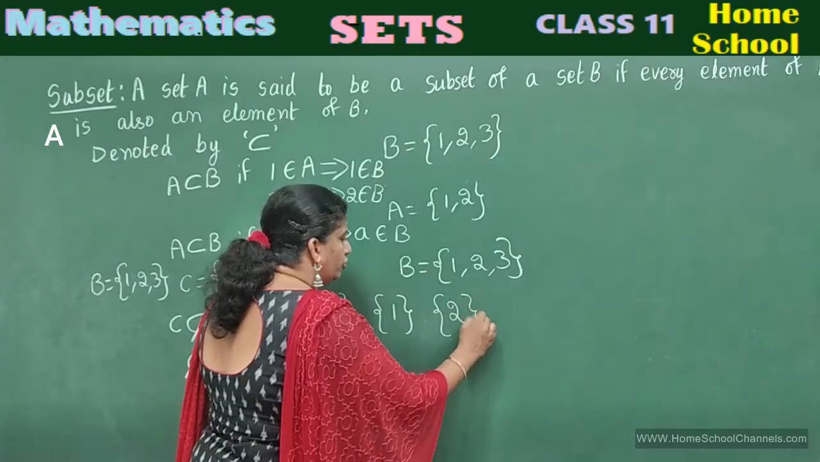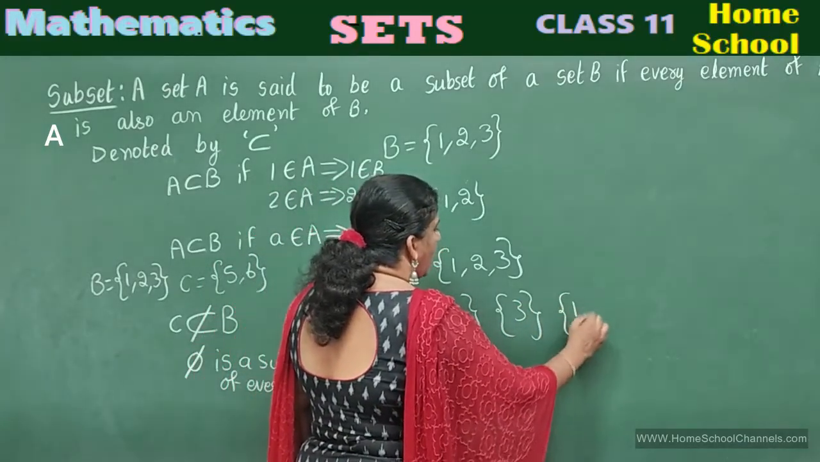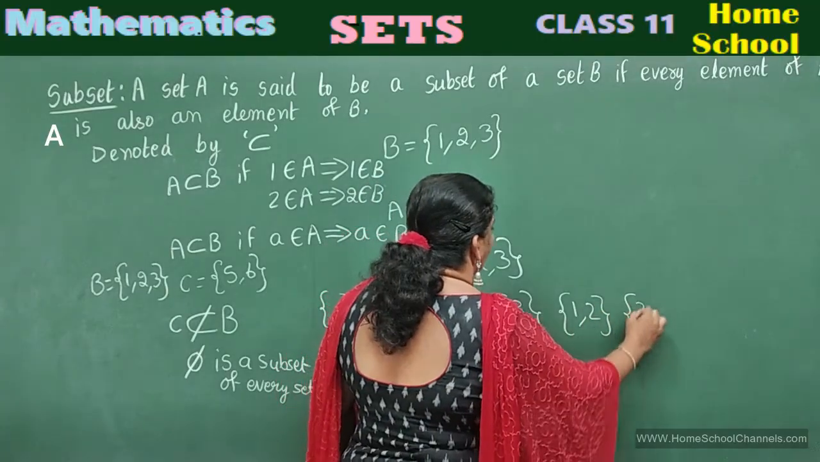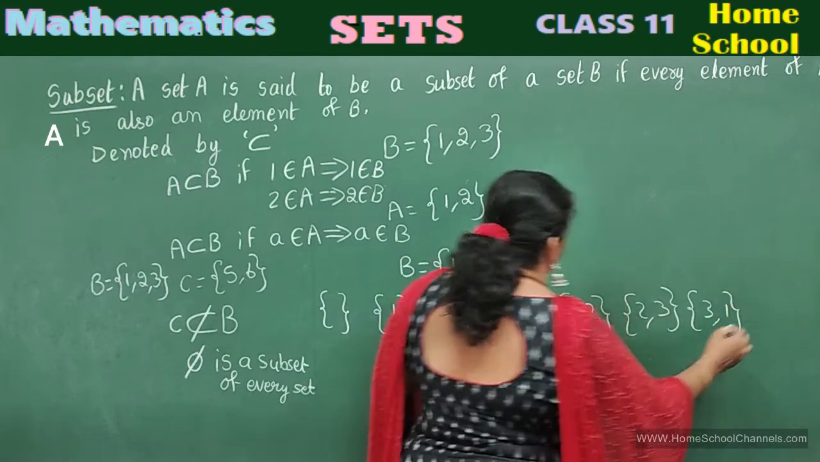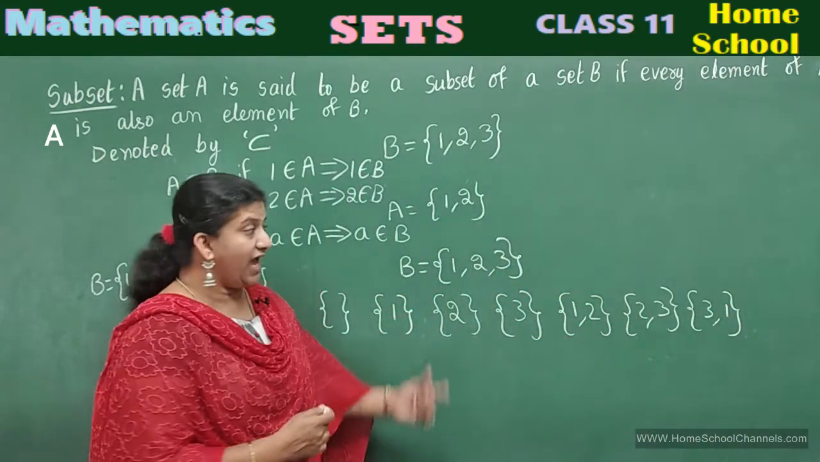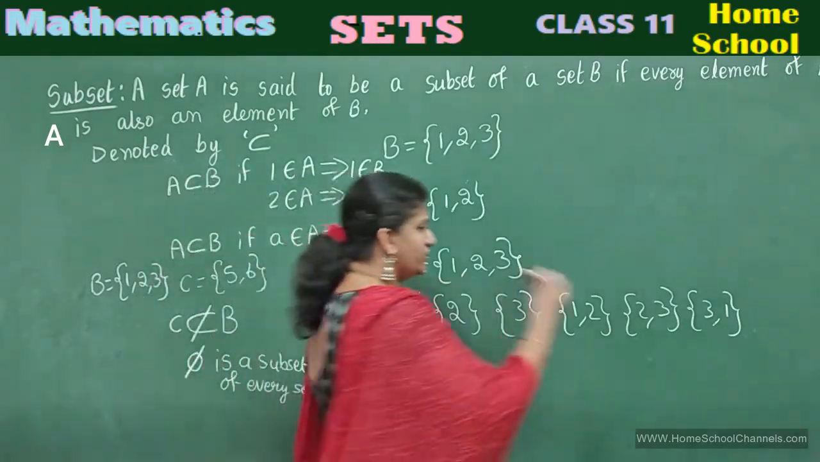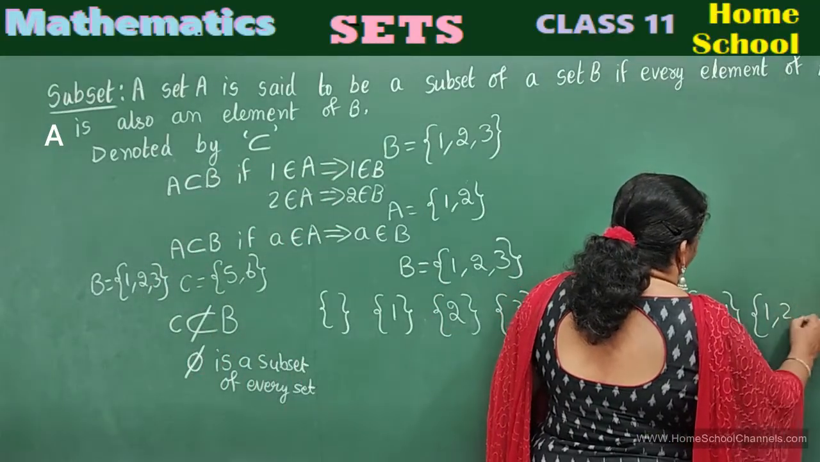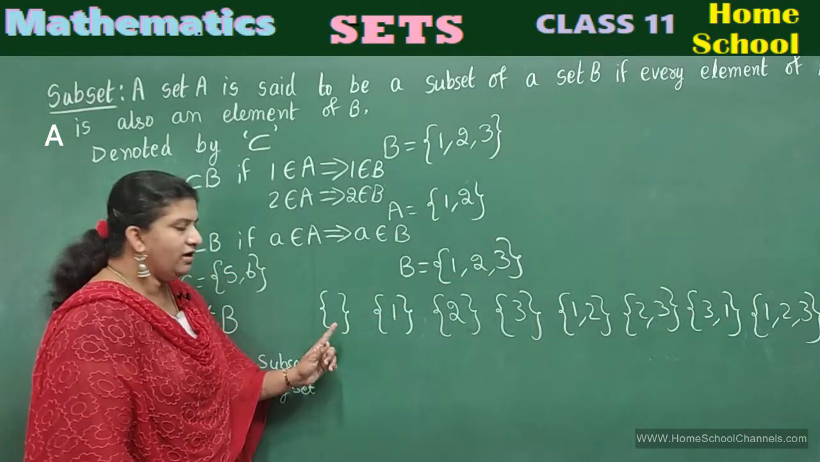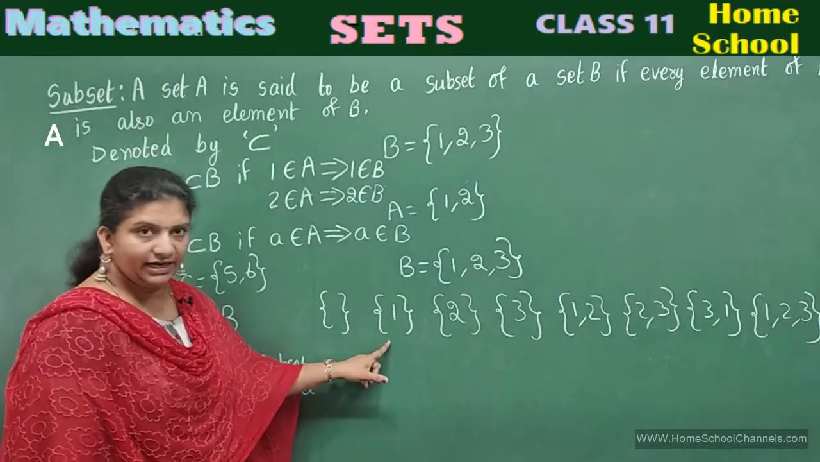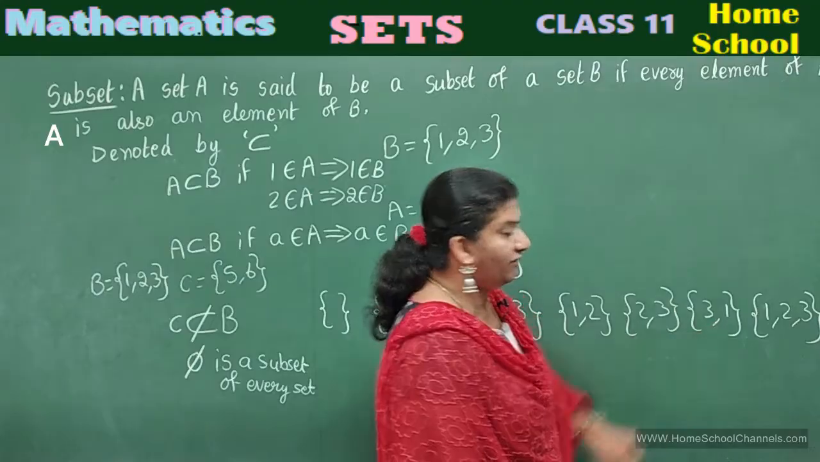Next number 2, next number 3, next I take pairs: {1, 2}, {2, 3}, {3, 1}. Finished? No, every set is a subset of itself. Write one more subset with all the elements contained in the set. See here: empty set, the set containing only 1, 2, 3, {1, 2}, {2, 3}, {3, 1}, {1, 2, 3}.